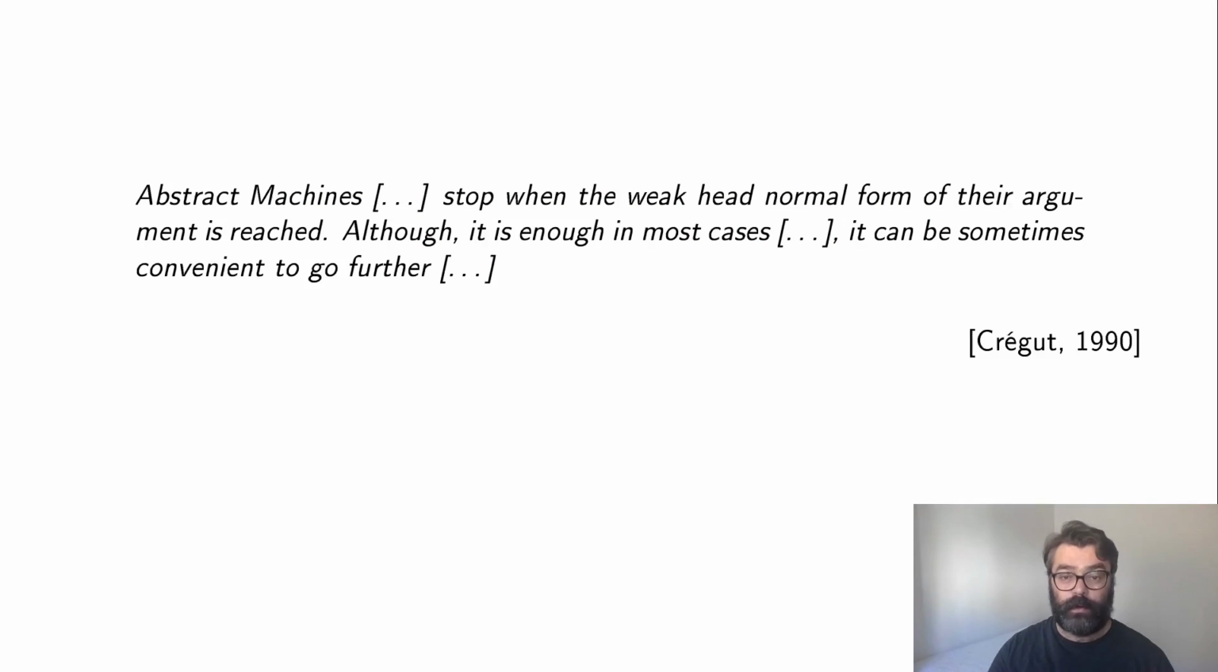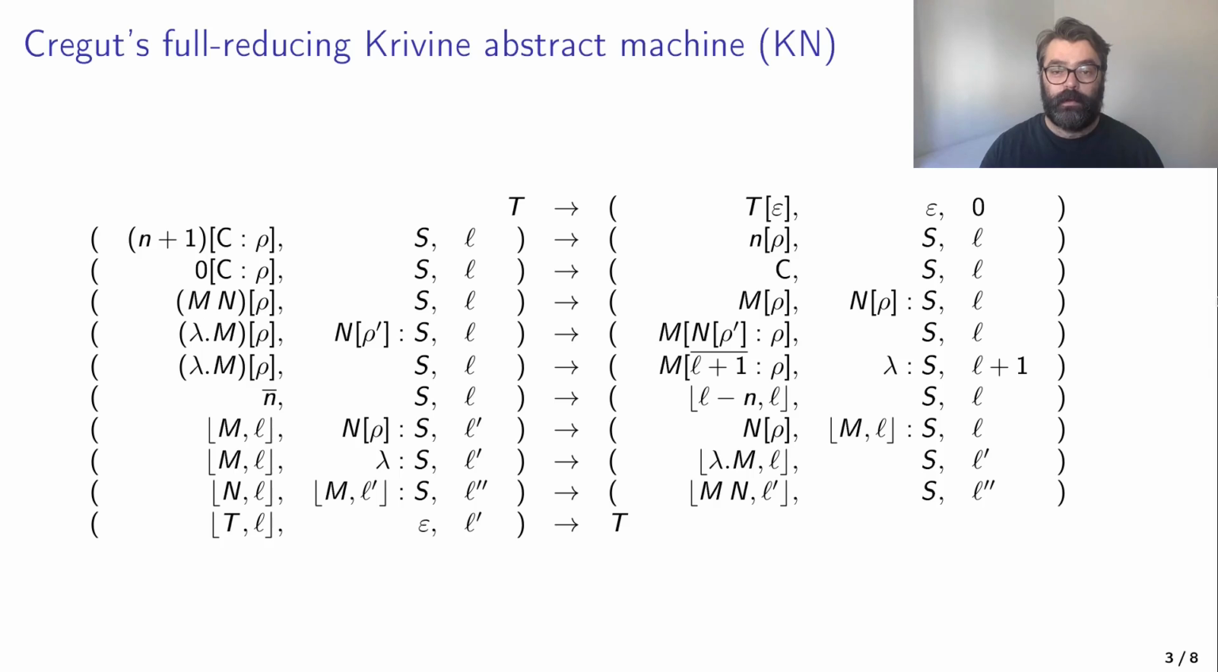As this quote by Crégut shows, the importance of full reduction is widely recognized in the theory and implementation of programming languages and proof assistants. Full reduction refers to reducing the term up to a normal form, that is, a term without any redexes. This is especially important with nowadays proof assistants with dependent types, which need to reach the normal form of a type in order to implement type conversion rules. The machine we study is Crégut's full reducing version of the Krivine abstract machine, which we abbreviate to KN.